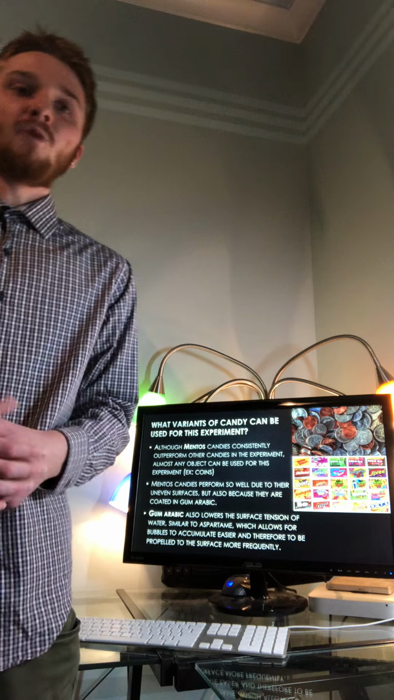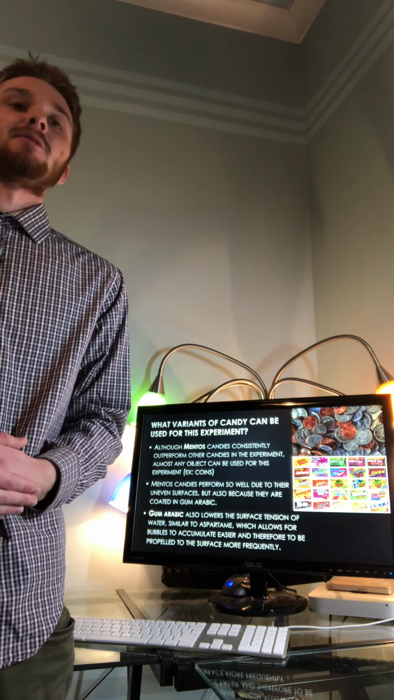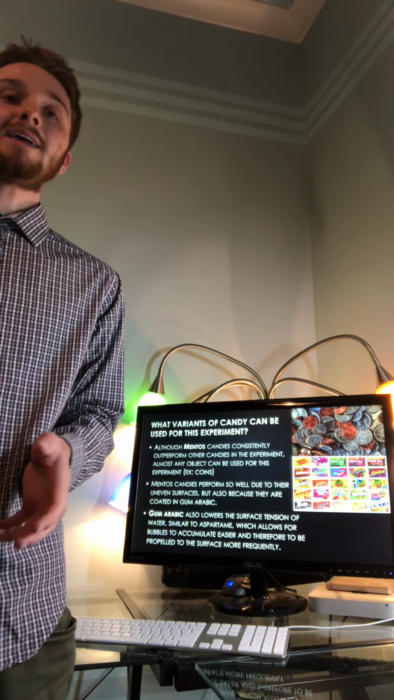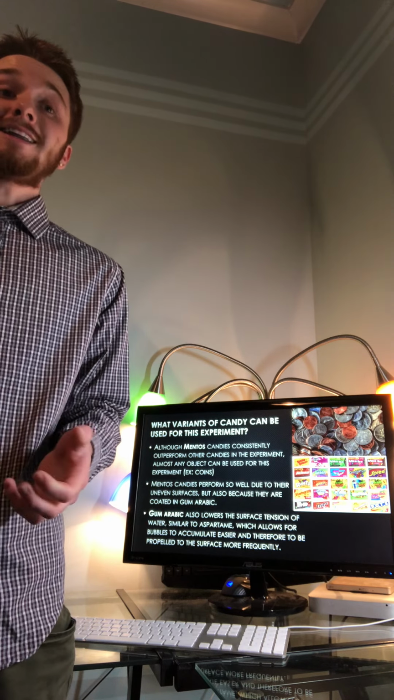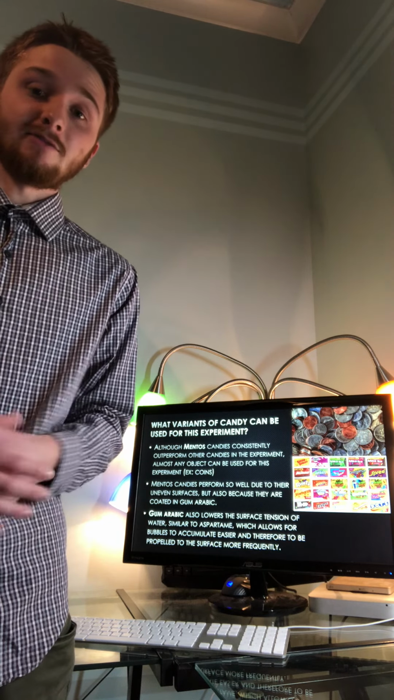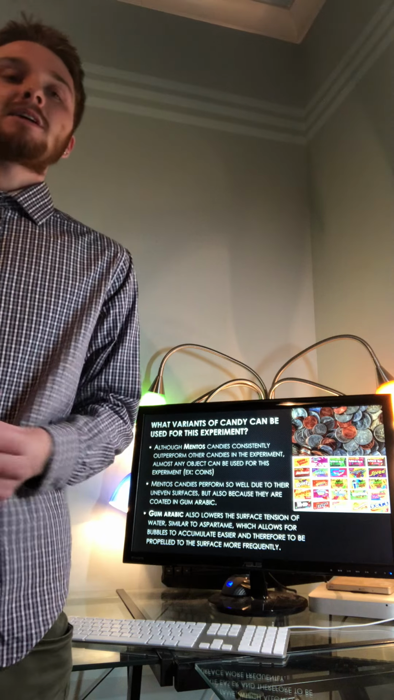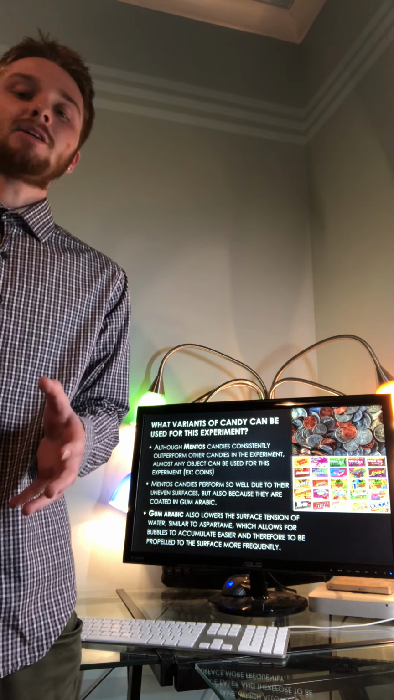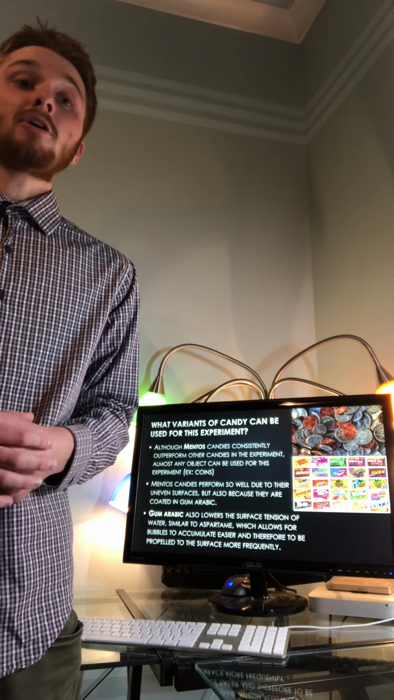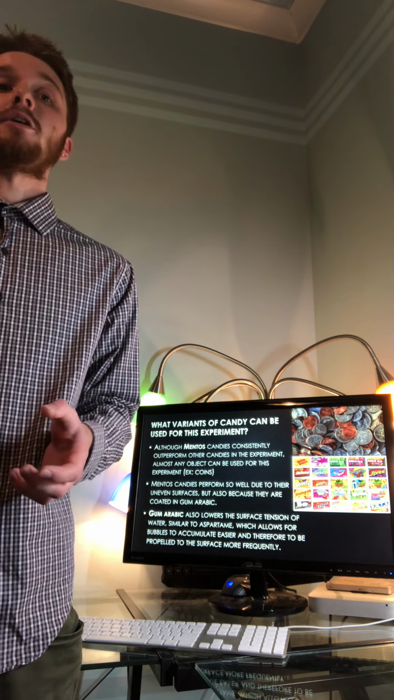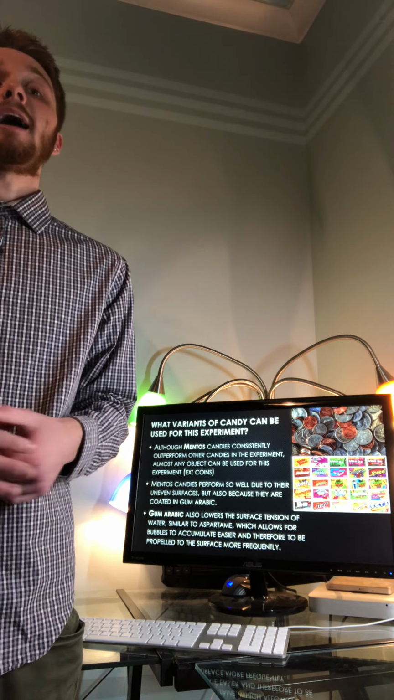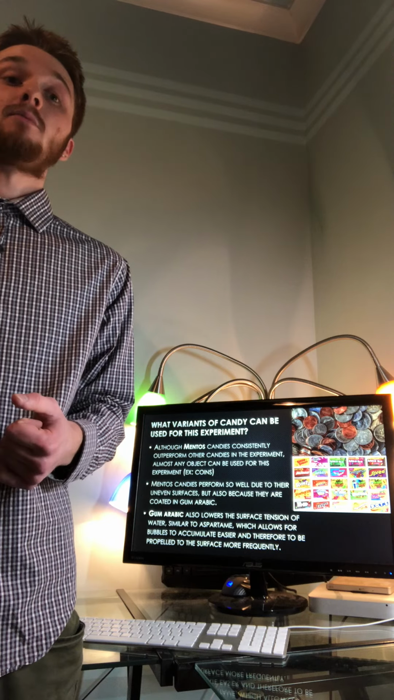Now you may ask, what variants of candy can be used for this experiment? Well, although Mentos candies consistently outperform other candies in this experiment, almost any object can be used for this experiment. For example, coins can even be used. Mentos candies perform so well due to their uneven surfaces, but also because they are coated in gum arabic. Gum arabic also lowers the surface tension of water, similar to aspartame, which allows for bubbles to accumulate easier and therefore to be propelled to the surface more frequently.